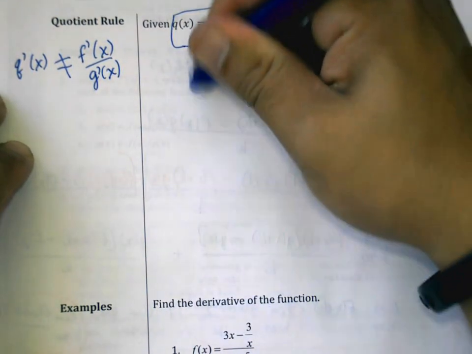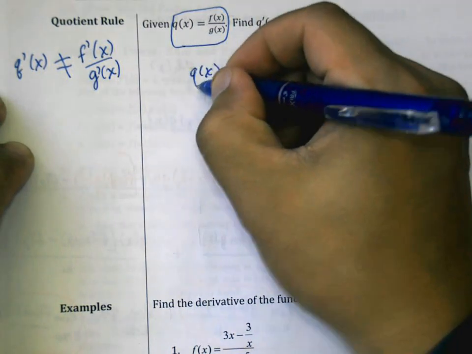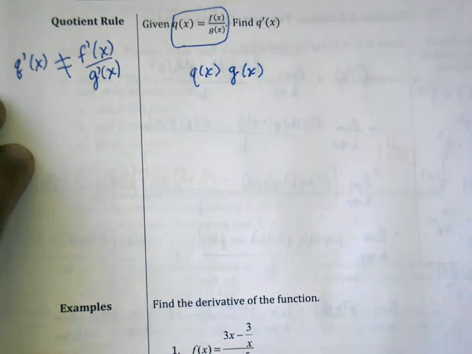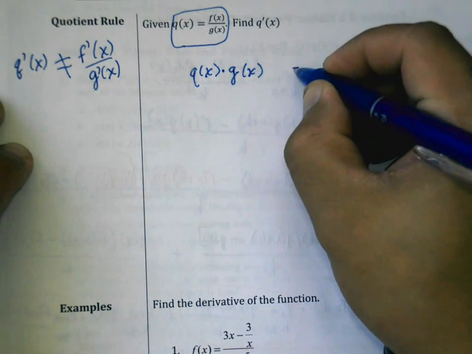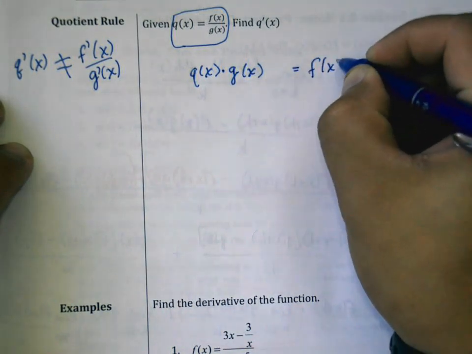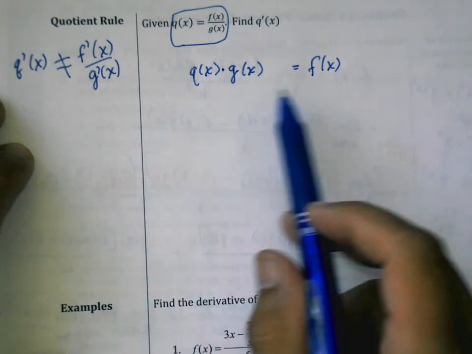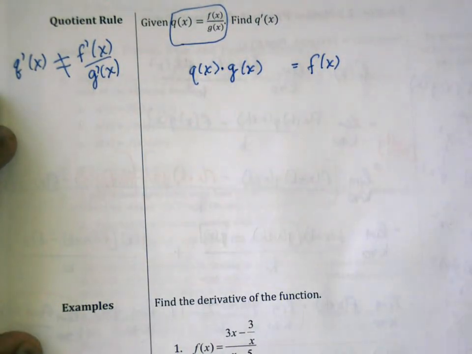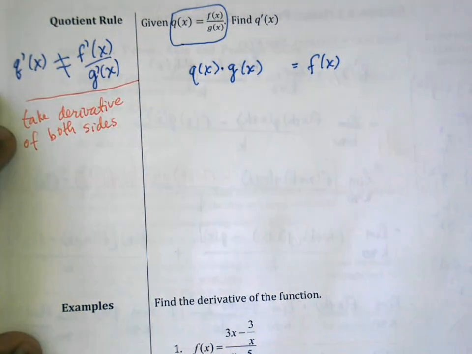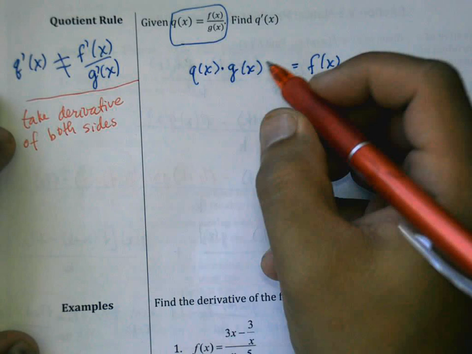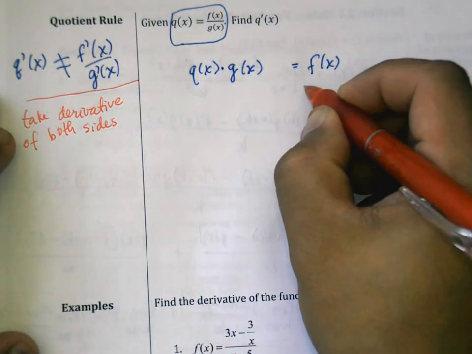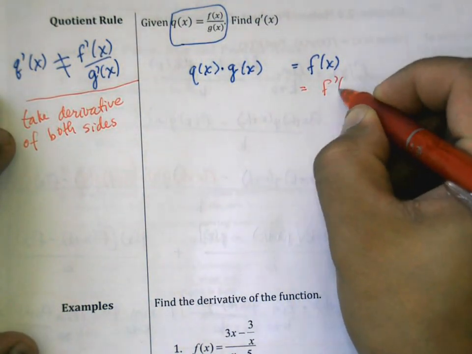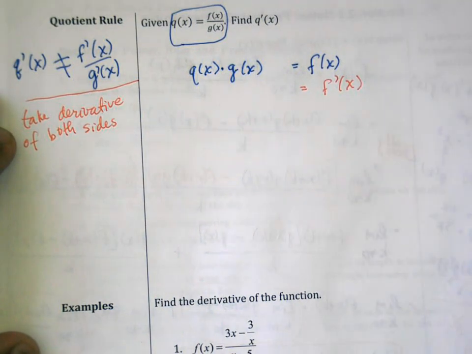Now, q looks so much like g, so let me write it a little bit differently. q of x times g of x is equal to f of x. Now, if that statement is true, then their derivatives are also equal. So the next step is to take the derivative of both sides. On the right, maybe I should start there, that's much easier. That's just f prime of x.